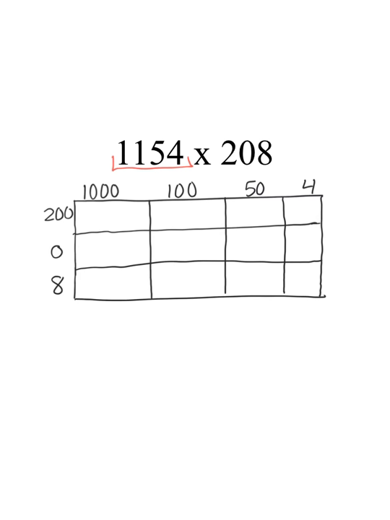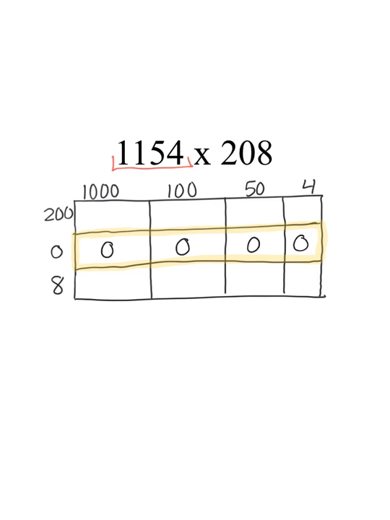Now I want you to take a minute and think about what you think is going to happen in this row that I'm highlighting here. What do you think is going to occur in all of the partial product boxes on that row? If you said that you thought all of the partial products in that row were going to be 0, you were correct. Remember that 0 times anything will just equal 0. So 0 times 1,000 is 0. 0 times 100 is 0. 0 times 50 is 0. And 0 times 4 is also 0.